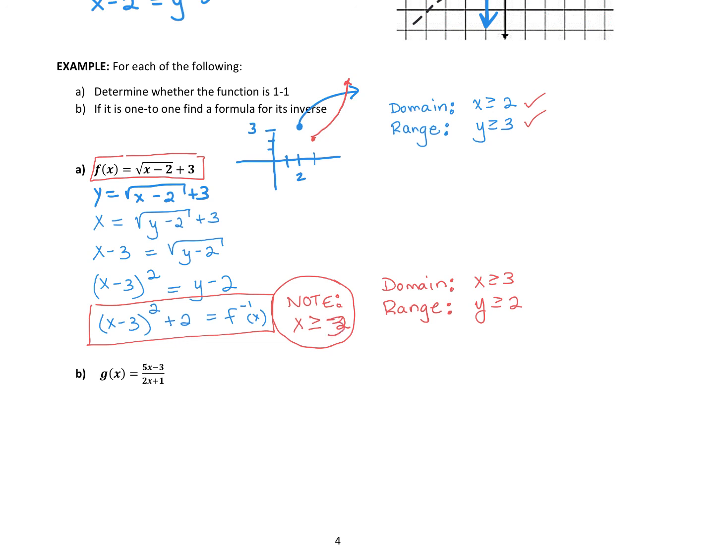I guess I made a boo-boo when I wrote that. X has to be greater than or equal to 3, and the range will be greater than or equal to 2. Notice how they just got switched. The domain and the range got switched. So pause your video again and see if you can find the inverse function. So first find your domain and range of your function g of x, then find the inverse of g of x, and then note the inverse domain and range.